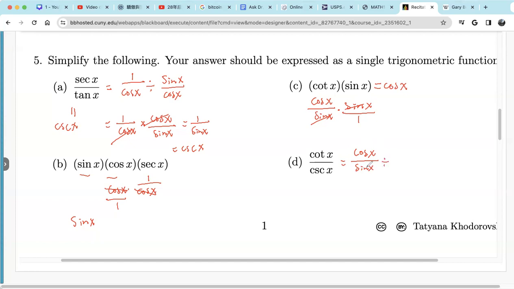Then divided by cosecant, which is 1 over sine. For division, we change into multiplication. Multiply by sine over 1. Again, this sine in the denominator, sine in the numerator, cancel out to be 1. So we're left with cosine x. So again, this shows the relationship among these 6 trig functions.